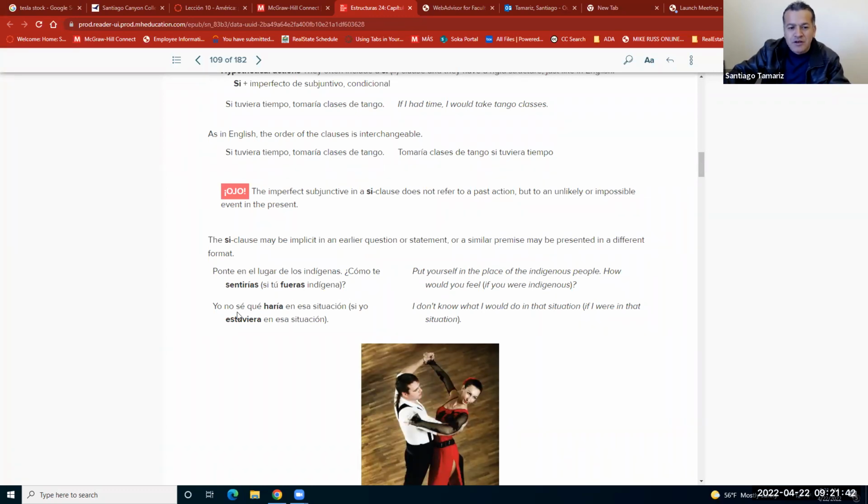Another situation or another example. Yo no sé qué haría en esta situación. I don't know what I would do in that situation. It's implied that you're saying also, if I were there, right? If I were in that situation, si yo estuviera. So sometimes you don't need to use the imperfect subjunctive because it's implied, like in these two situations.